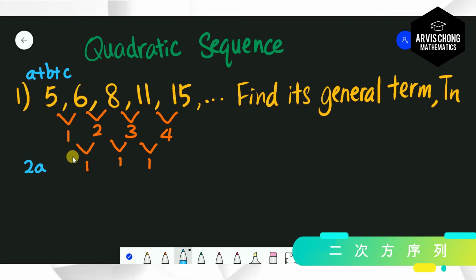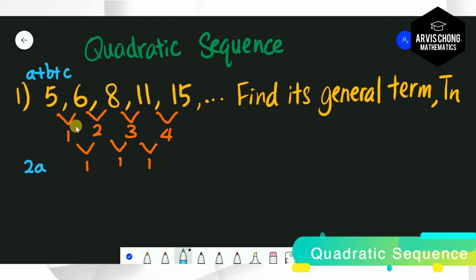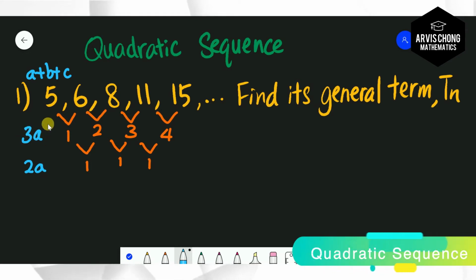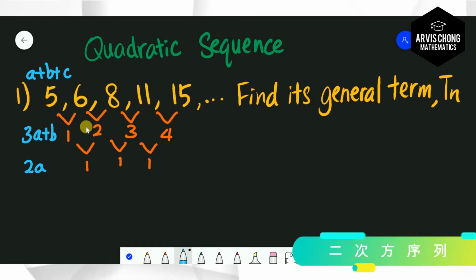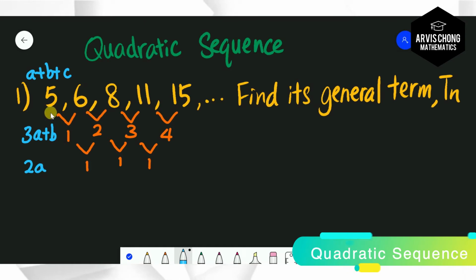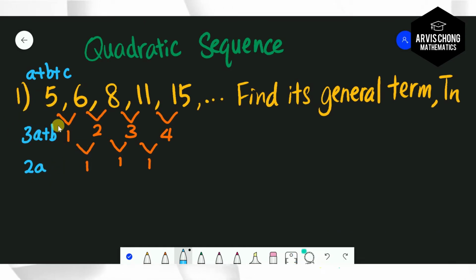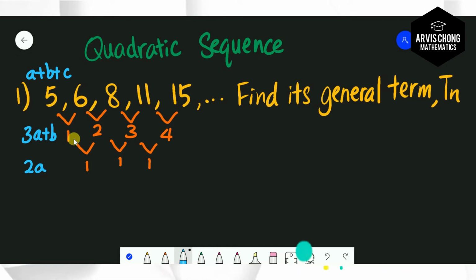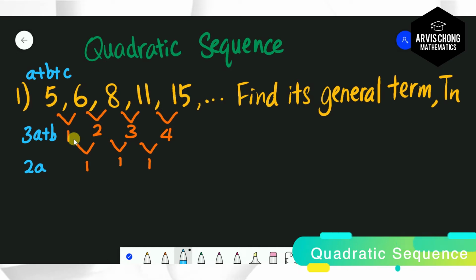Okay, now we move back to the second layer. So second layer, after 2A, then next followed by 3A, isn't it? So 3A and then plus B. So B is here. Okay, so now the first layer is A plus B plus C. And then we move to the third layer, which is 2A, and then move back to the second layer, which is 3A plus B, right? So our next step here will be you need to find the value of A, B, and C respectively.